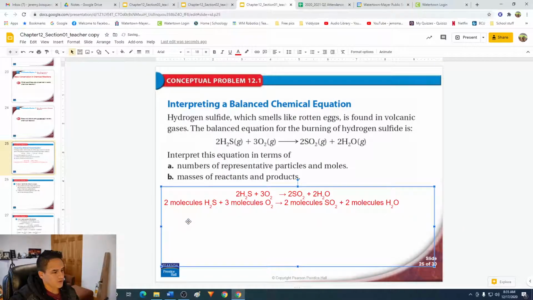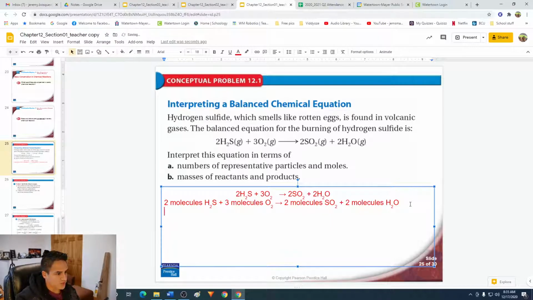particles for these compounds. So 2 molecules of H2S plus 3 molecules of O2 will give us 2 molecules of SO2 plus 2 molecules of H2O. Okay, and again, I'm getting these numbers just by looking at the balanced chemical equation and using the 2, the 3, the 2, and the 2. Okay, all right, so that's representative particles.